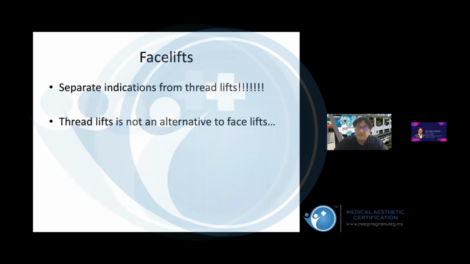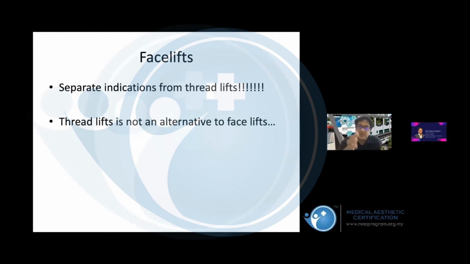There are a lot of things about thread lifts now. The thing is, a thread lift doesn't replace a facelift. What threads do is they try to replace or suspend whatever has come down, and also maybe recorrect positions. Certain threads, if you can place them rightly, you can recorrect maybe the position of the fat pads. And it's important.